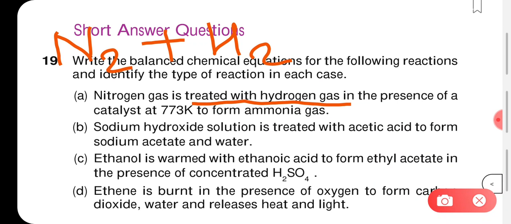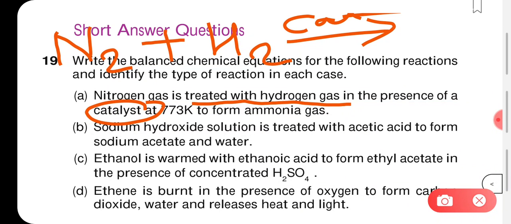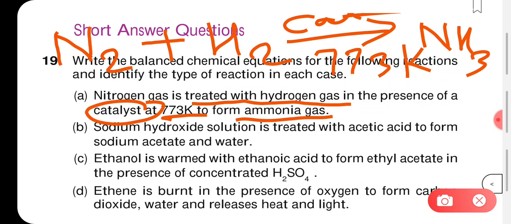Okay. In the presence of catalyst, so over the arrow you have to write here catalyst. Okay, write catalyst, and at 773 Kelvin mention the temperature also. Okay, to form ammonia gas, so how we write ammonia? Ammonia is written as NH3. Now once you have done this, you have to balance the equation.